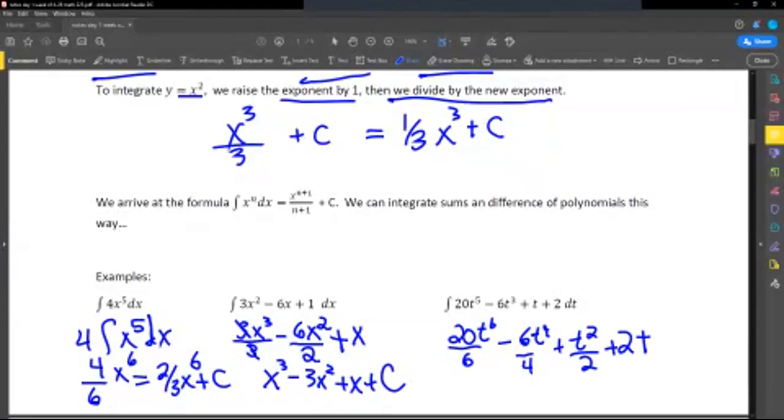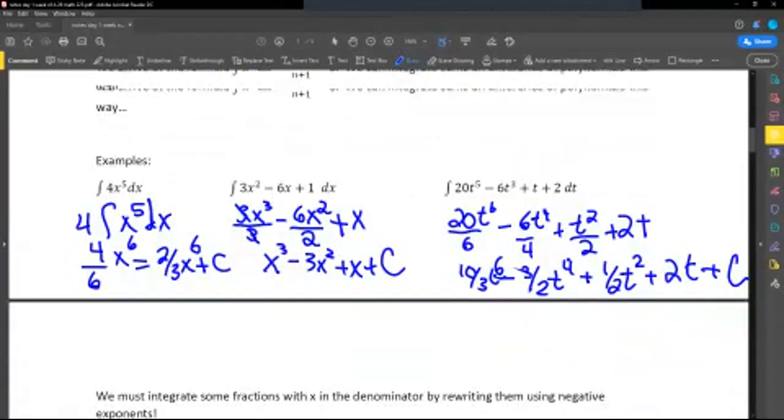Right, now I just simplify the numbers. So let's see, it goes in 10. This would be 10 over 3 t to the 6 minus 3 over 2 t to the 4th plus 1/2 t squared plus 2t plus c. Okay, so that's how to integrate a polynomial, just one term at a time.